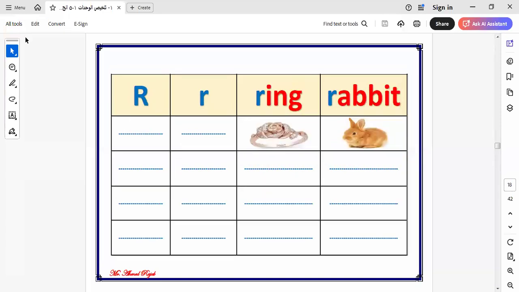Capital R and small r, ring and rabbit. Capital R and small r, it will be ring and rabbit. Okay, let's go to another one.